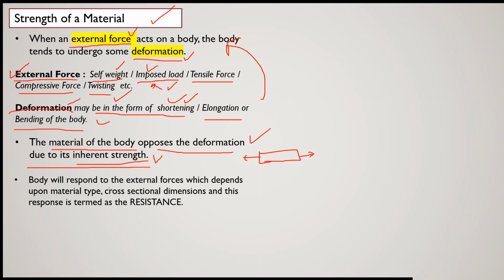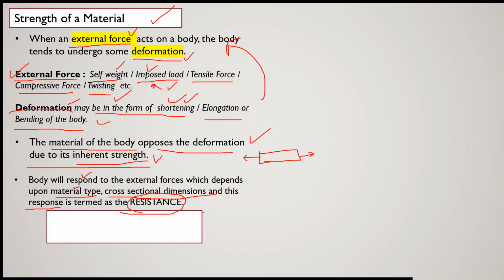The material body will respond to external forces, and how much the body responds, that is, the resistance of the body, depends upon the material type. Material type means whether it is RCC, steel, plastic, or wood. As you change the type of material, the response will change. Then the cross sectional dimensions, depending upon the width of the section, the length of the member, etc., will also affect the resistance to the external forces. And this response is basically termed as resistance or resistive force.